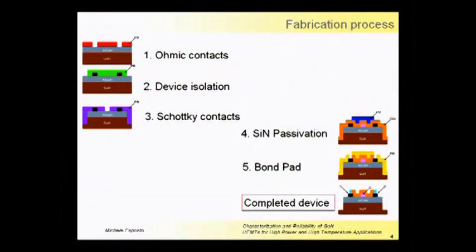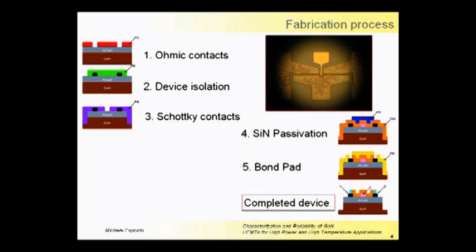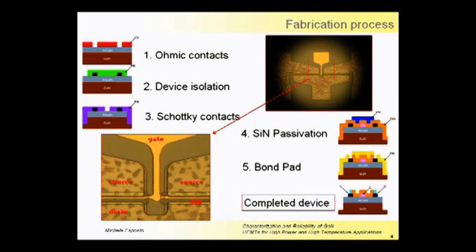The passivation consists of silicon nitride deposition on the active region, and thickening of both ohmic and Schottky contacts will improve the electrical contact. This photograph is a completed device, with a focus on the channel.